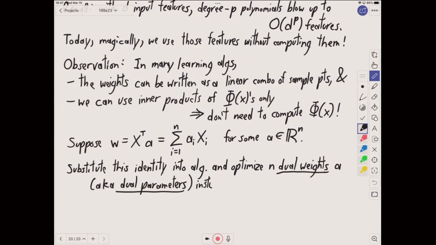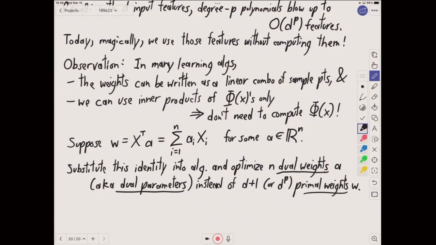Instead of optimizing for our original D weights, or actually D plus 1 weights if you're using a fictitious dimension, as you probably should be, or D to the power of P weights if you're using polynomial regression. And so the usual weights that we've been using all semester, the weight vector W, we're going to call those the primal weights to contrast them with the dual weights A. But when you apply the kernel trick, we're no longer optimizing in terms of the primal weights. We now want to optimize in terms of the dual weights instead.